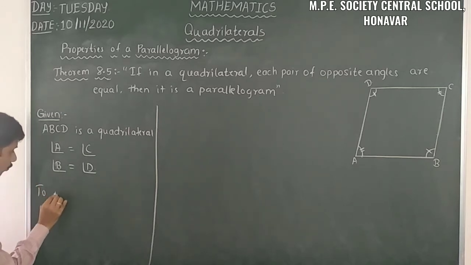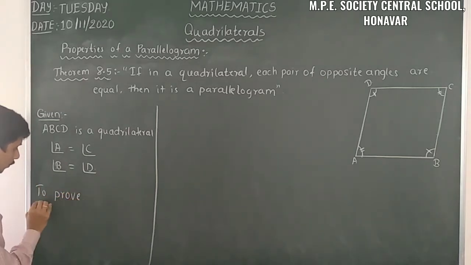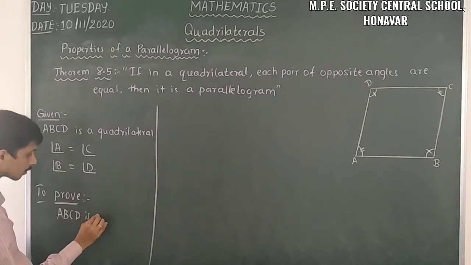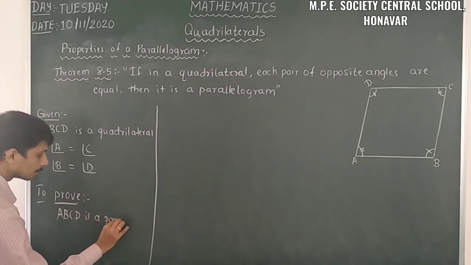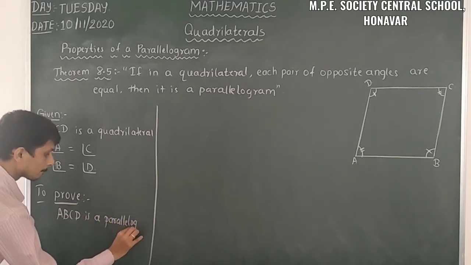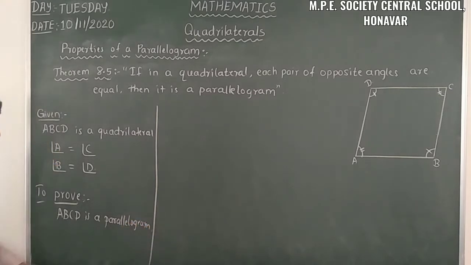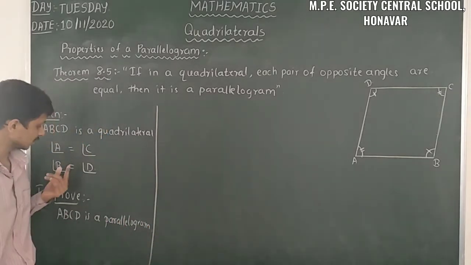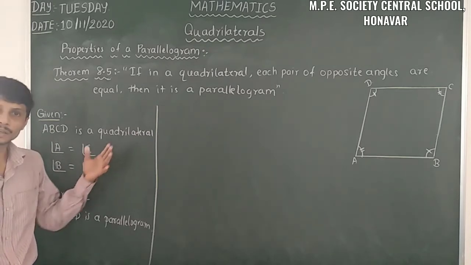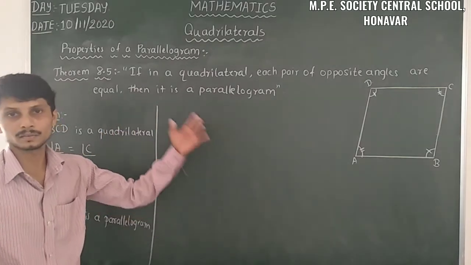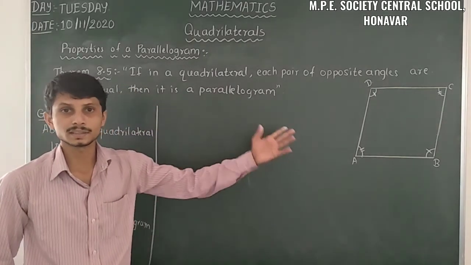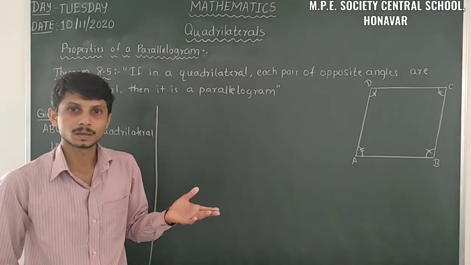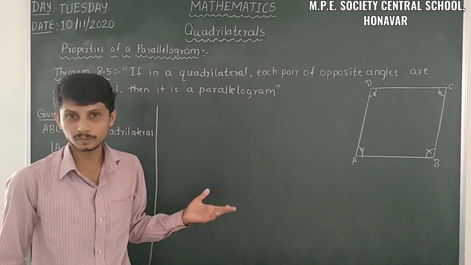That is, to prove ABCD is a parallelogram. So here we have A equal to C and B equal to D. Here we can take a diagonal and prove that both triangles are congruent. It's a very lengthy method, but here we can prove it very easily.